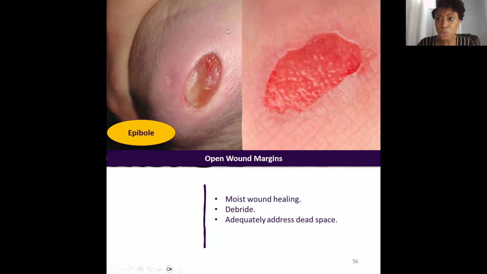It opens up the wound margins, allowing for cells to migrate across the wound, provided you have a moist wound healing environment. Okay, so some tips to promote open wound margins include moist wound healing, debridement, and adequately addressing dead space within a wound.